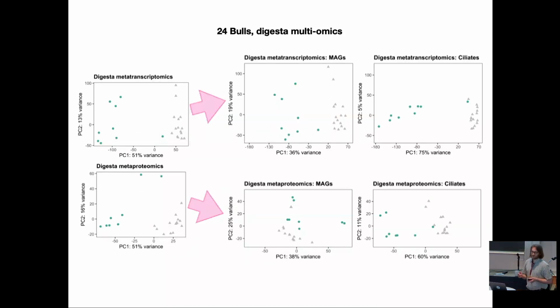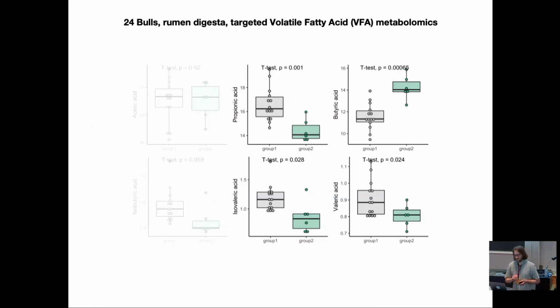In metatranscriptomics, top left, the clustering seems clearly present on both MAG and ciliate data. For metaproteomics, bottom left, there is a bit more overlap between the clusters. Transcriptomics and proteomics are such different methods, where proteomics has redundancy issues, transcriptomics is more specific. So the fact that we are seeing the same split across these different methods is an indication that something biological might be going on.